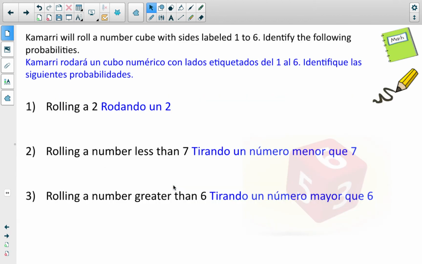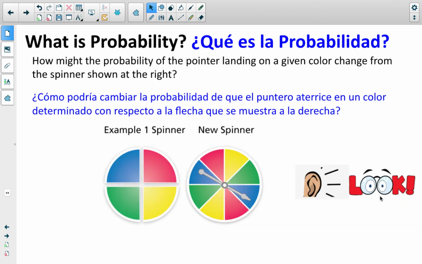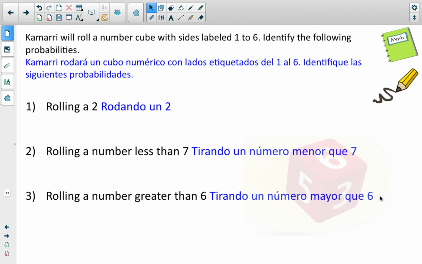So I want you guys, you should have, by the way, written this down. Notice the icons in the corner. If you didn't, pause it and write it down. And now we're going to look at some examples here. So make sure you write these down. Kamari will roll a number cube with sides labeled 1 to 6. Identify the following probabilities. So I have the die kind of faded in the background here. That is a traditional 1 to 6 die that you would use in any kind of game.